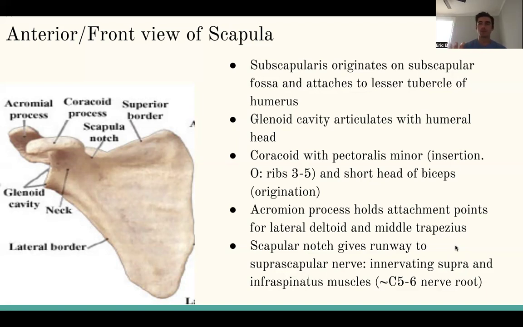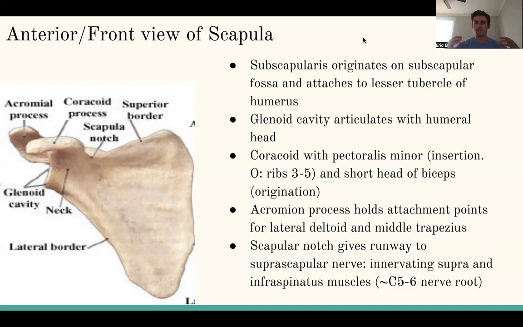So we have a couple different bony prominences that are going on here. We have the coracoid process, which serves as an attachment point for the pec minor, the coracobrachialis, and the short head of the biceps brachii. The short head originates at the coracoid and then inserts into, I think, the radial tuberosity, while the pec minor originates on ribs 3 through 5 and inserts onto the coracoid.